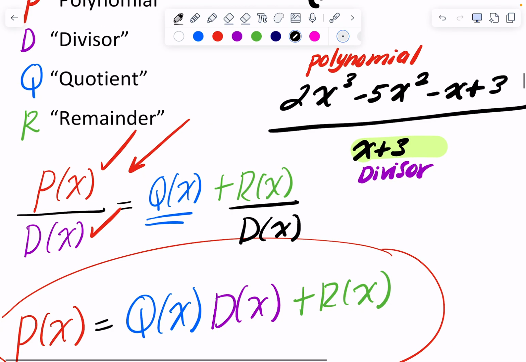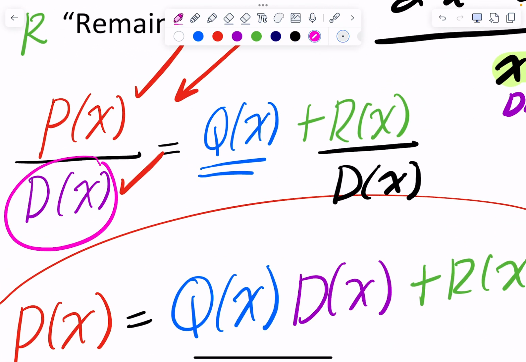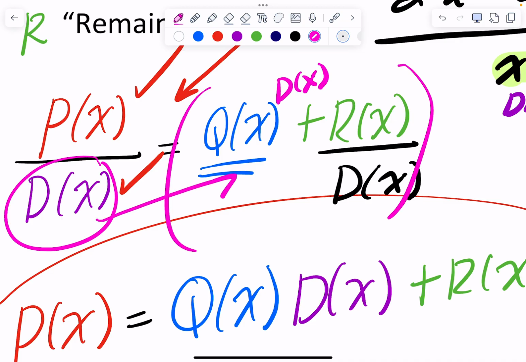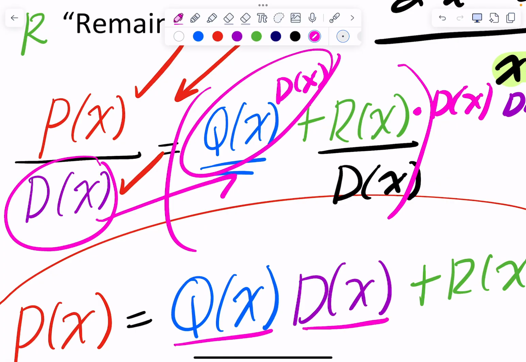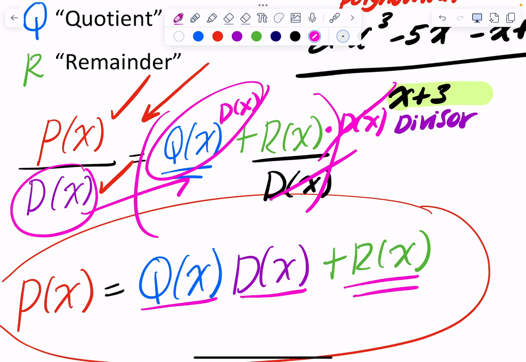So look what they did. They did what we did above. They took D of X and multiplied it over. D of X times D of X. So now, isn't it just Q of X times D of X? Yes? And then look, these D of X's divide out, so you'd have plus the remainder. So you'll have the quotient times the divisor plus the remainder.